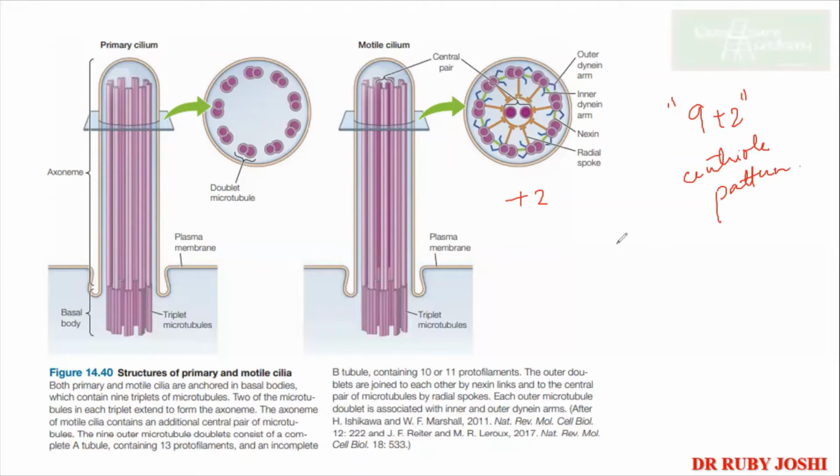Whereas in the rest, it is only 9 plus 0. यहाँ पे center में कुछ नहीं है, right? So it is 9 plus 0. This is 9 plus 2 pattern. Please remember, for your motile cilia and flagella, it is your 9 plus 2 pattern.